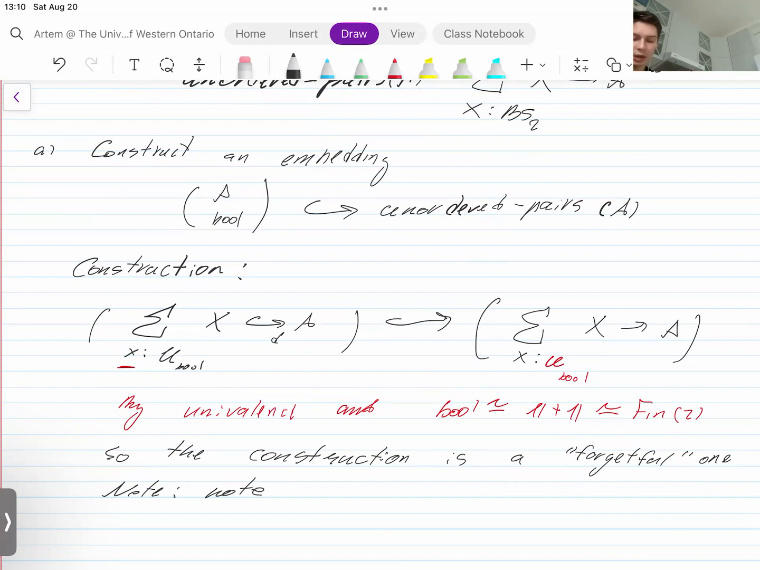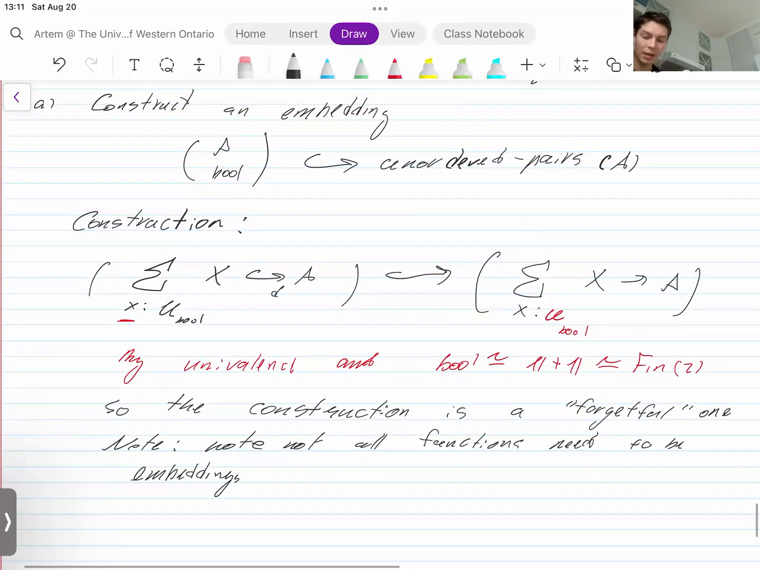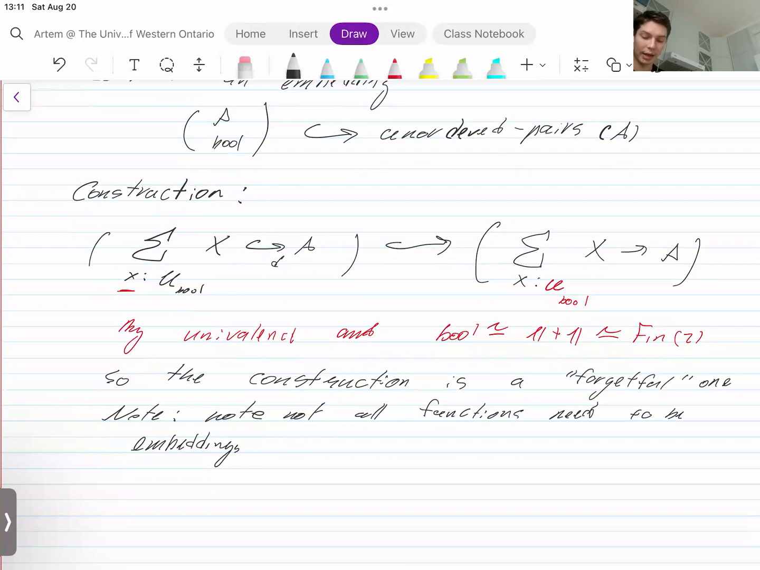So note, not all functions need to be embeddings. Decidability, personally, I think it's a hard property to get a grip on intuitively. Without establishing a lot of properties beforehand, I wouldn't know what sort of fibers are decidable or not. And so instead we can look at the following facts.